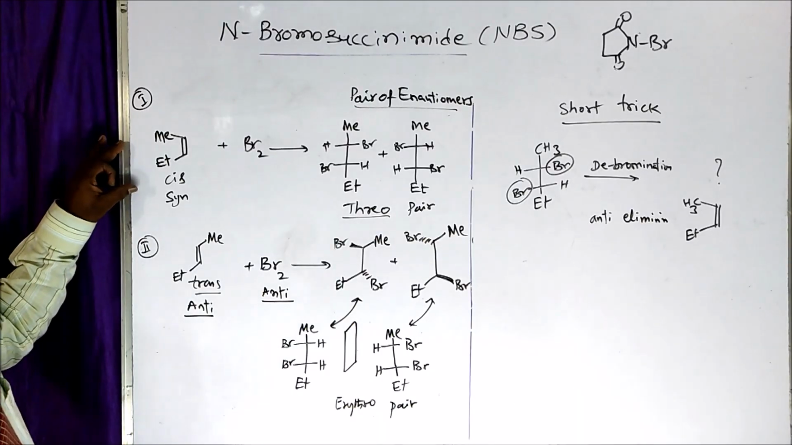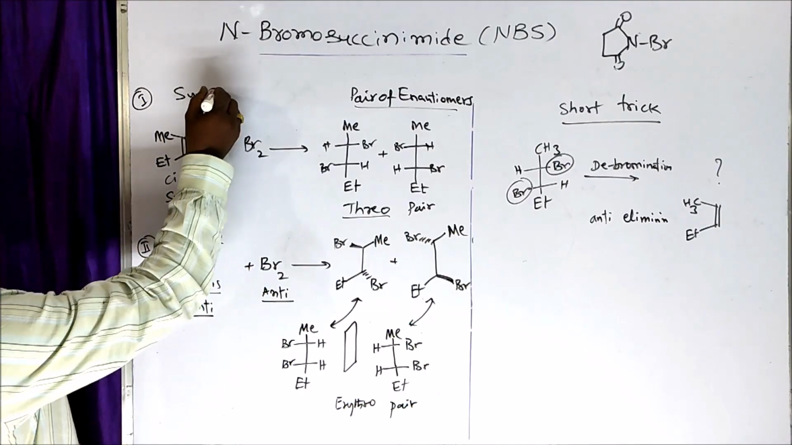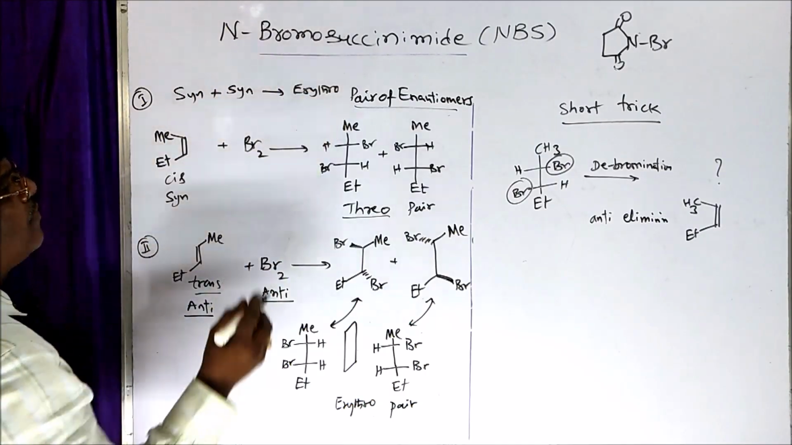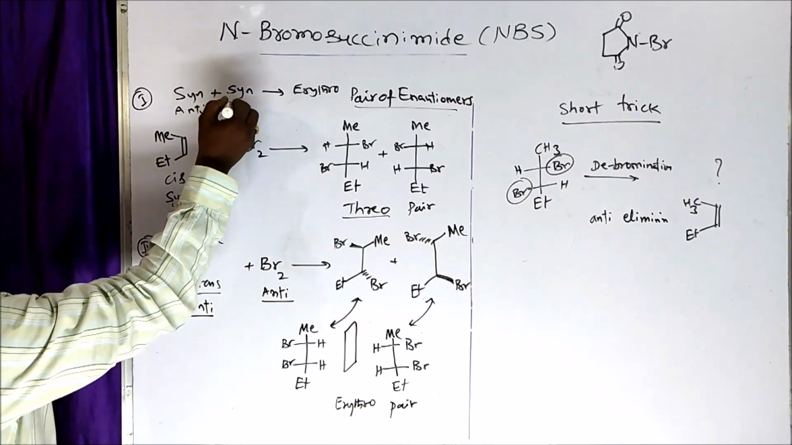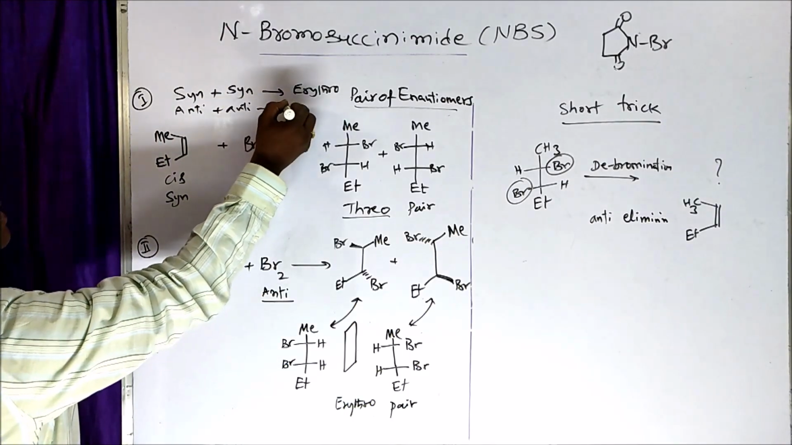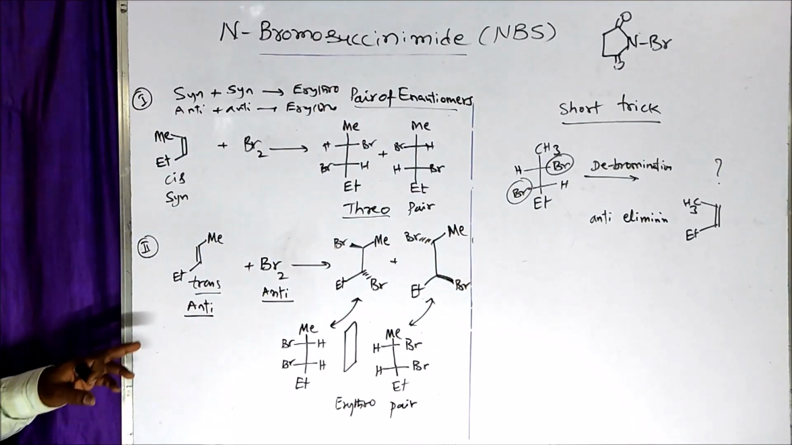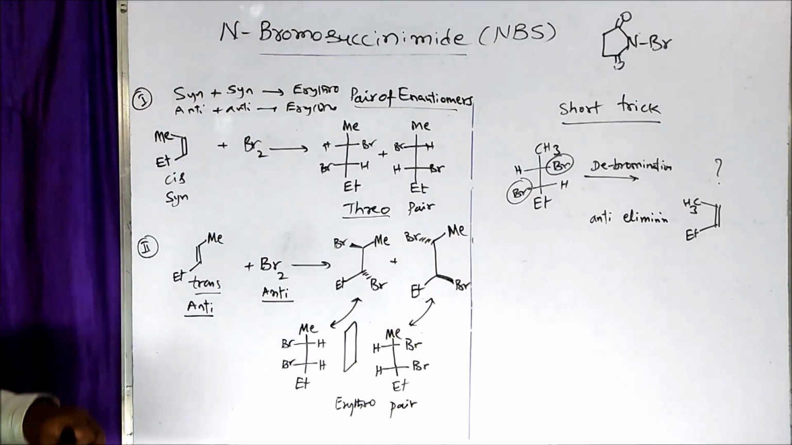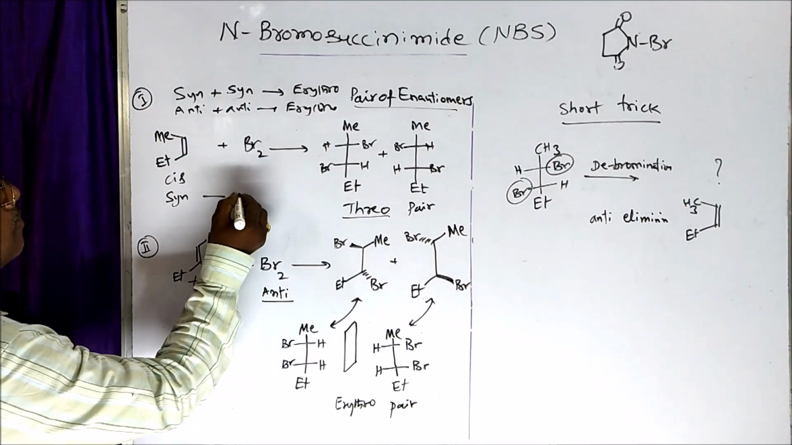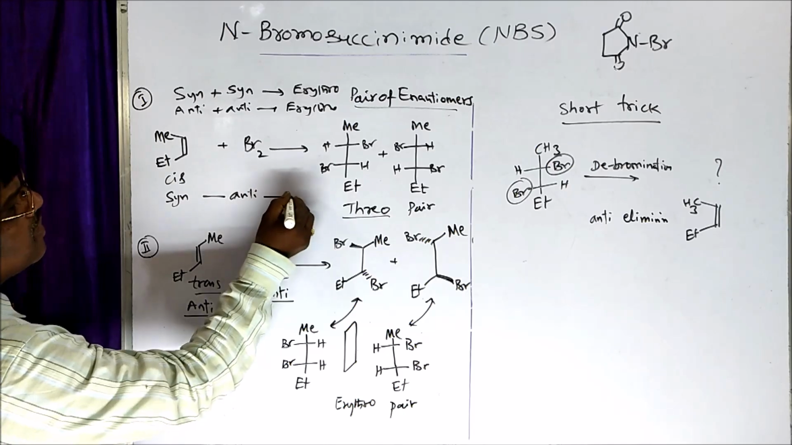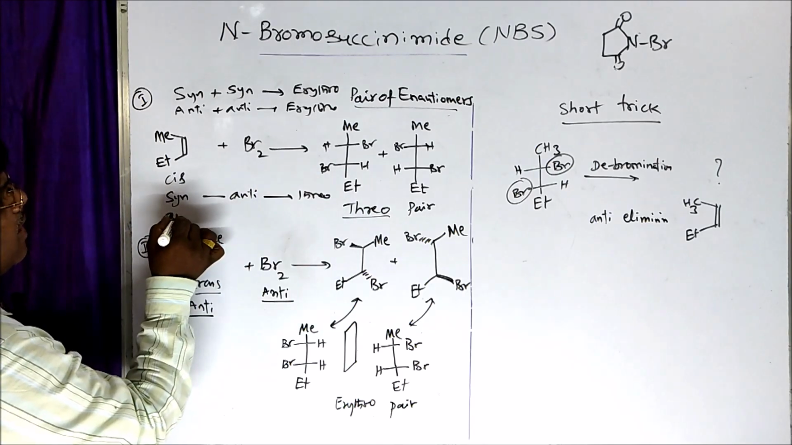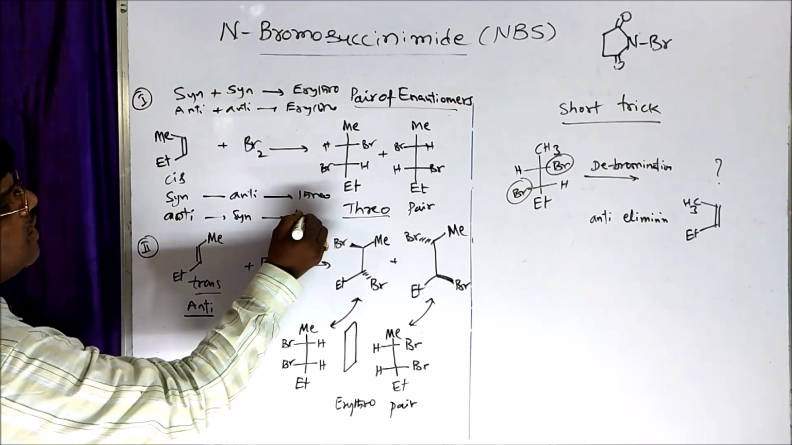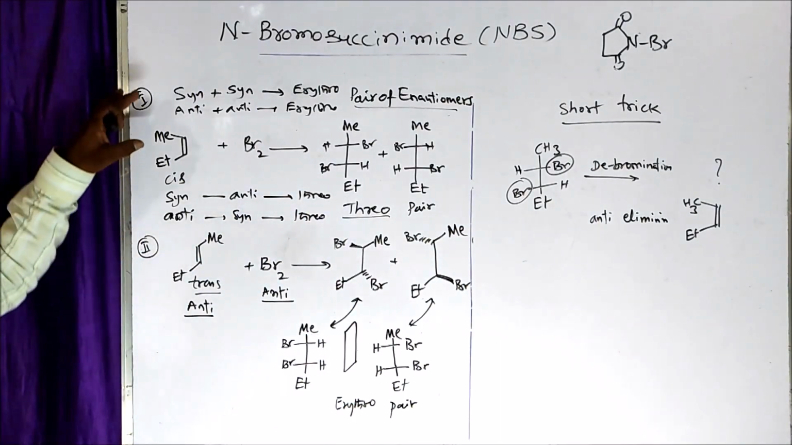Dear students, so just now what I said, syn plus syn addition gives erythro, right? Whereas anti plus anti addition also gives erythro, isn't it? So anti gives erythro and syn gives erythro, whereas cis with anti addition gives threo, and trans starting material with syn addition gives threo, right? Let us see the examples.